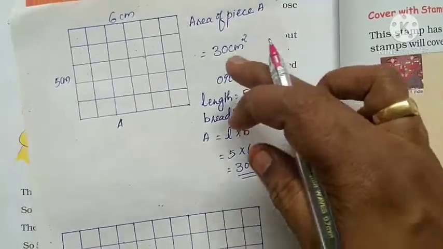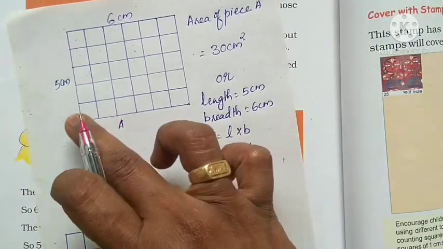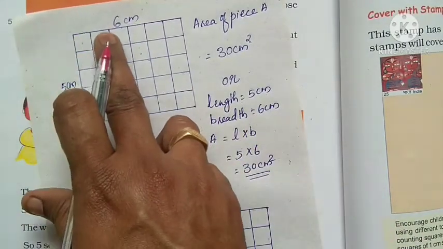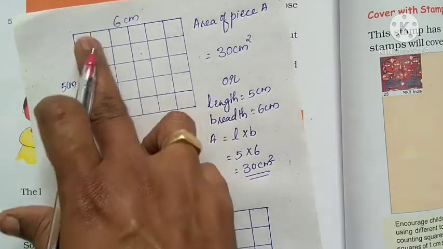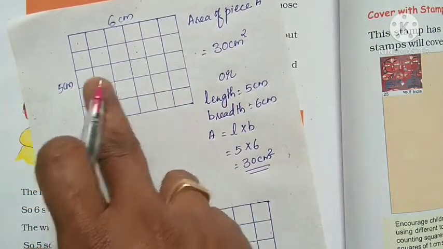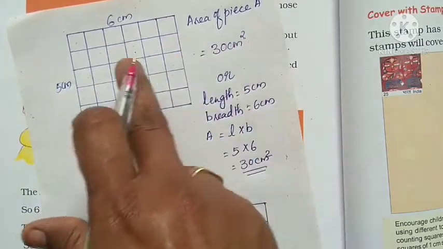We have to find out the area of this figure. If we know the length and breadth, we use this formula. Otherwise, if you get unit squares in the picture, that time we have to count the unit squares. That number of unit squares is the area of that piece.